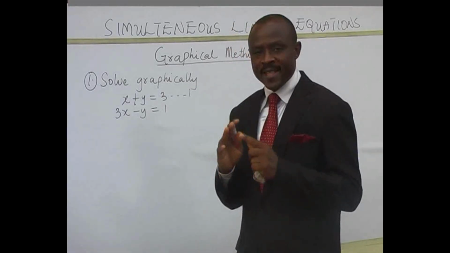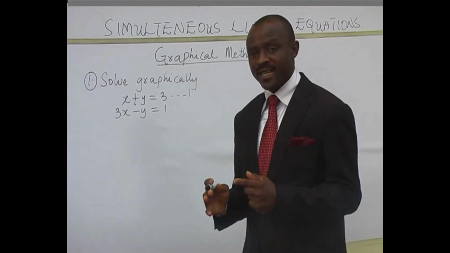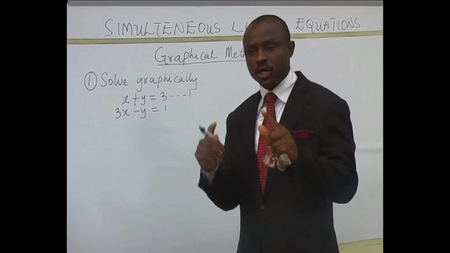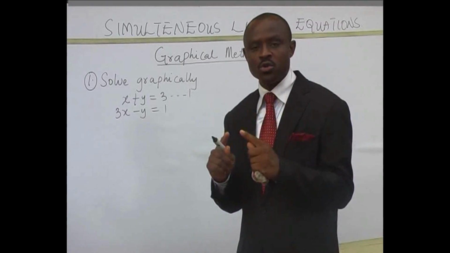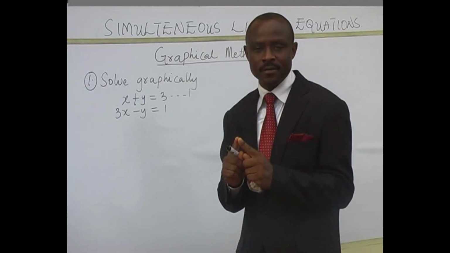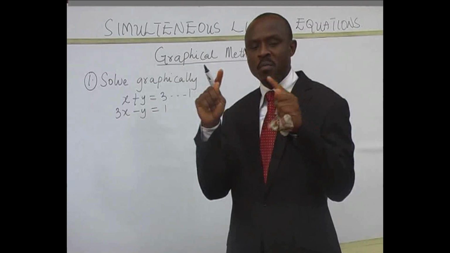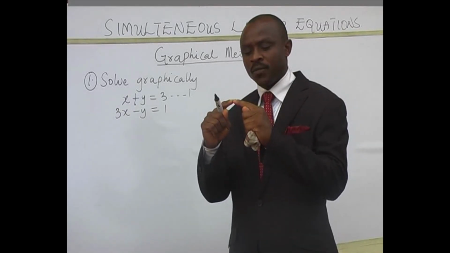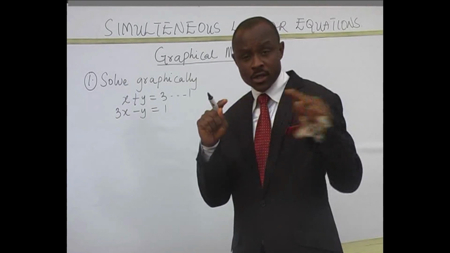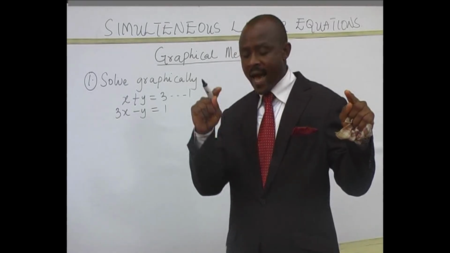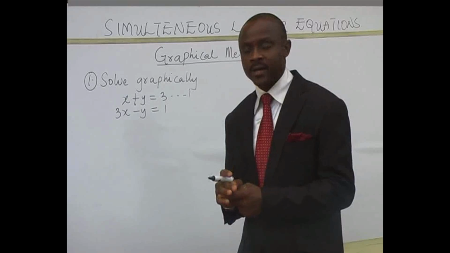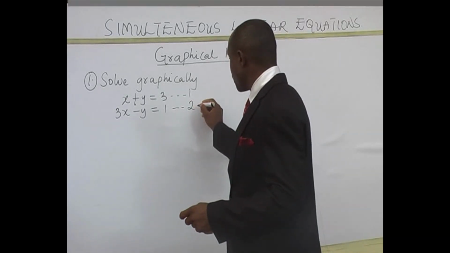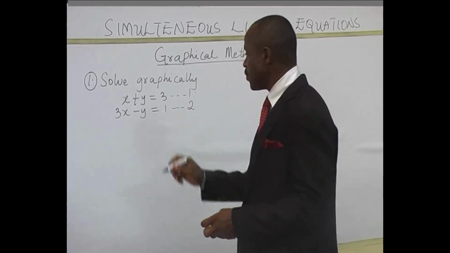We are going to do the same thing, constructing the table of values for equation 2 now. Because it's going to be the two tables of values we are going to use to draw the straight line graph that I told you are going to meet at the point of intersection, where we are going to read the horizontal value for y and the vertical value for x. So this is equation 2. We are going to construct the table of values for equation 2 now.